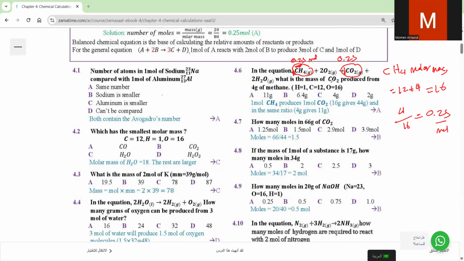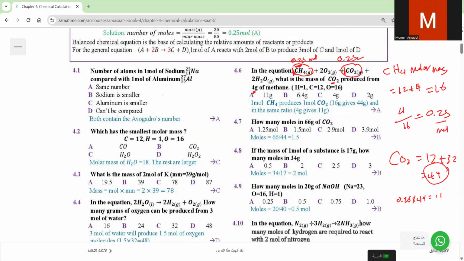Converted to grams, what is the mass of CO2? I should know the molar mass of CO2. It is 12 plus 32, 44. So now I have the molar mass of CO2 and the number of moles of CO2, 0.25. Find the mass: 0.25 times 44. It will be 11.